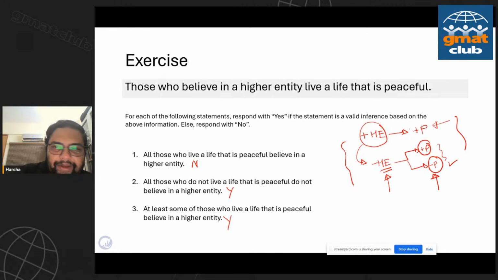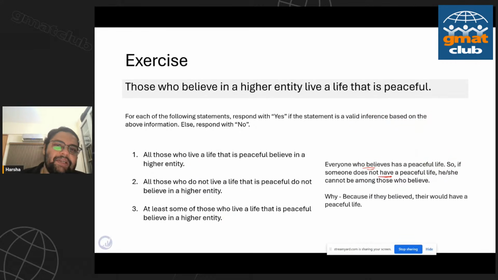Because clearly we have established that there is this group of people who believe in a higher entity and people who do have a peaceful life. So it's clearly true that at least some of those who live a peaceful life definitely believe in a higher entity. So the answer to this is no, yes, yes. Some of you got it right. Especially the second one, a lot of you got it wrong.